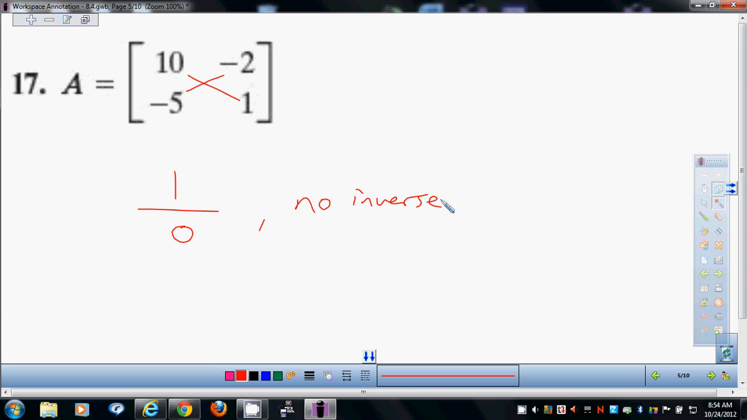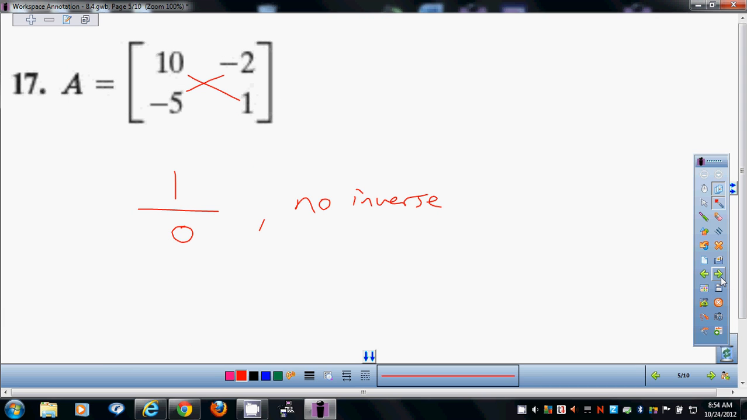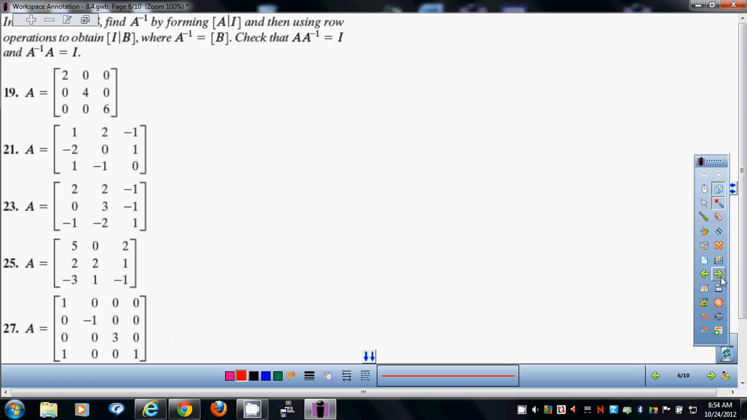Questions on that one? All right. Remember, if it's not 0, just consult this. You're just going to flip these two, change the sign on those two. Easy peasy. That's 2 by 2. And 2 by 2s are nice and simple. They have a formula. 3 by 3s, a tad more complicated.